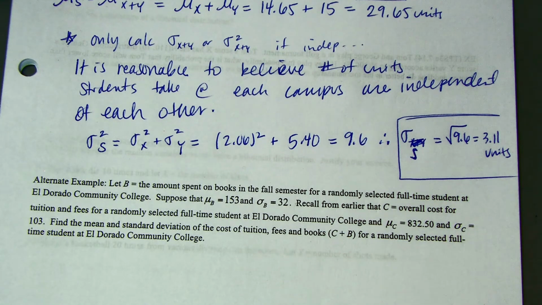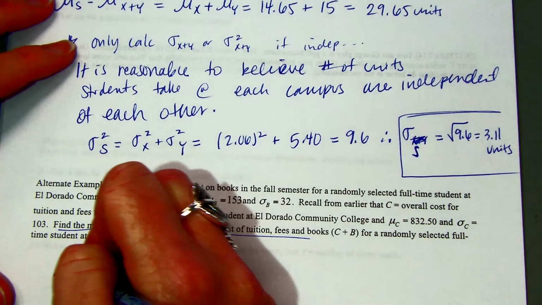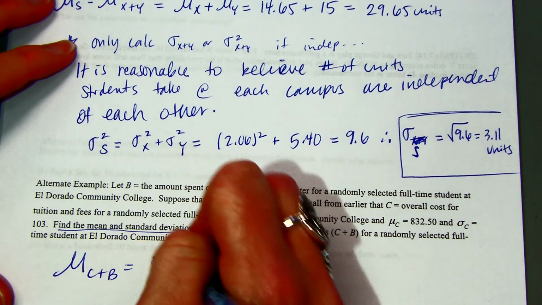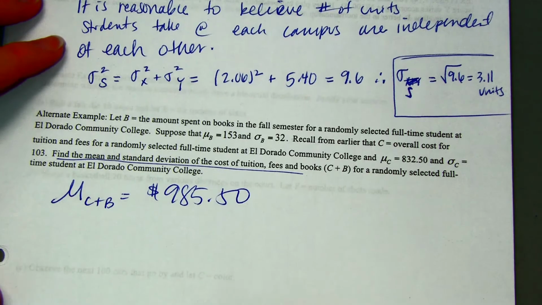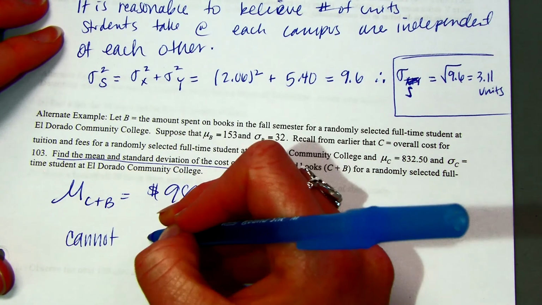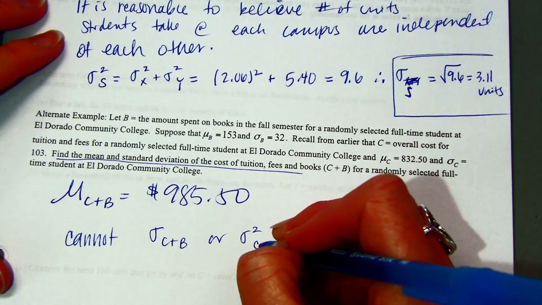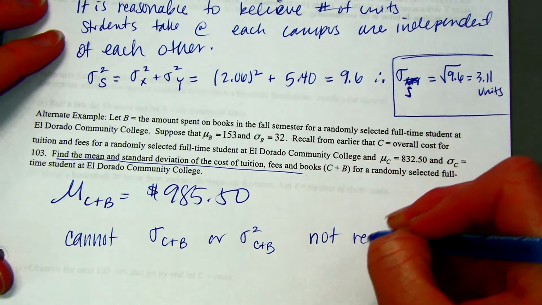So can I calculate the mean and the standard deviation? It says find the mean and the standard deviation for tuition, fees, and books. Well, I could find the mean, no problem. But I cannot calculate the standard deviation or the variance because it's not reasonable to think that these are independent.